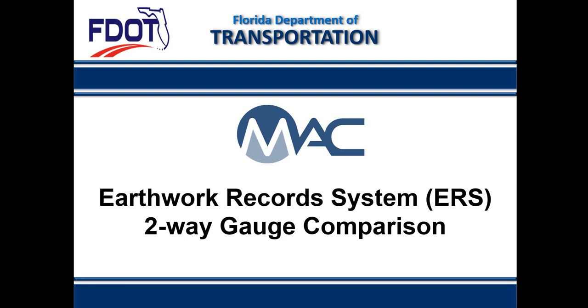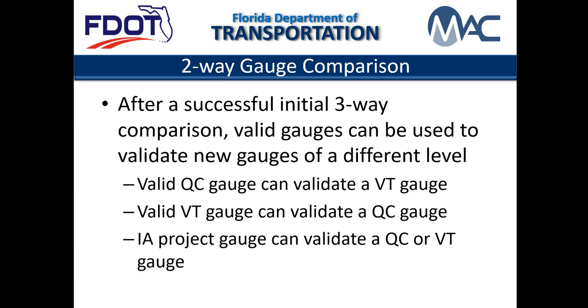This video is the third and last in a series of videos for project gauges. The video describes how to add a two-way gauge comparison. After a successful initial three-way gauge comparison, valid gauges can be used to validate other project gauges.